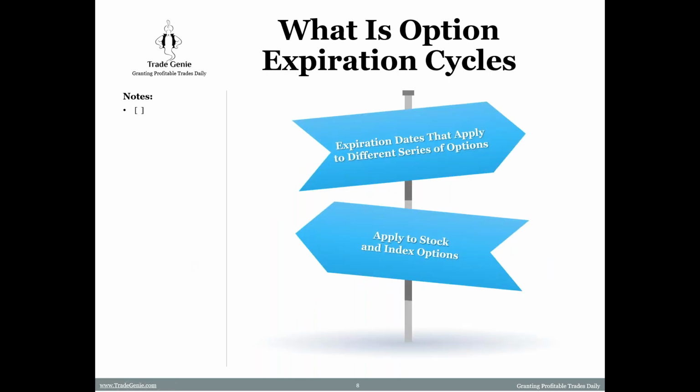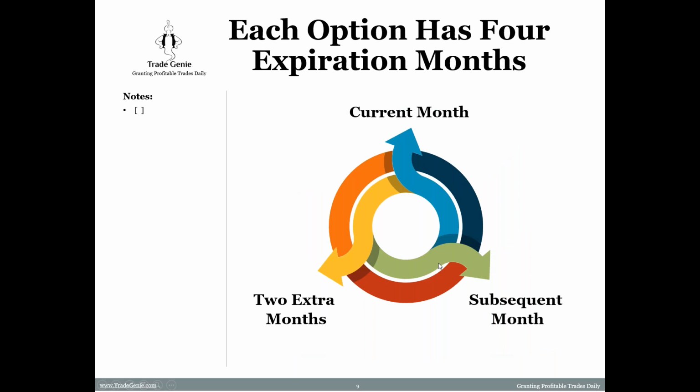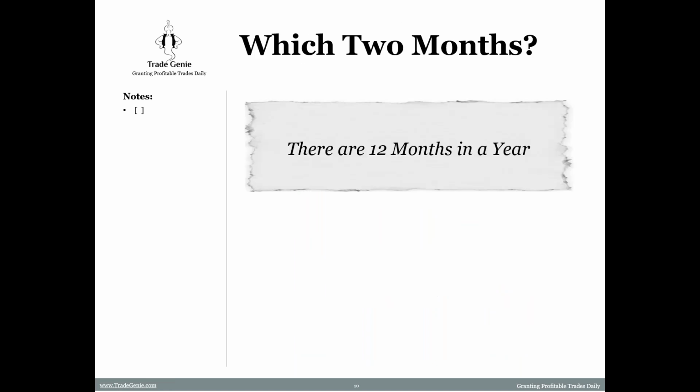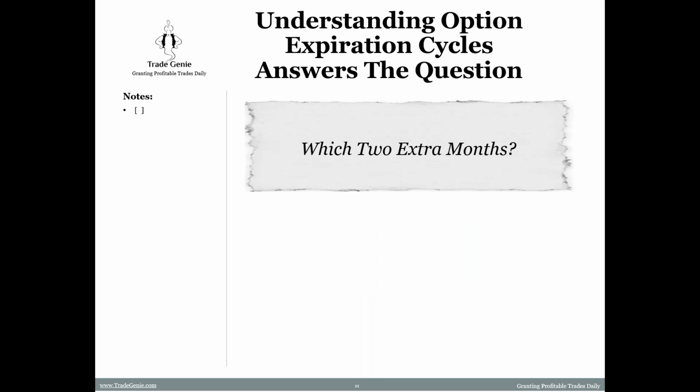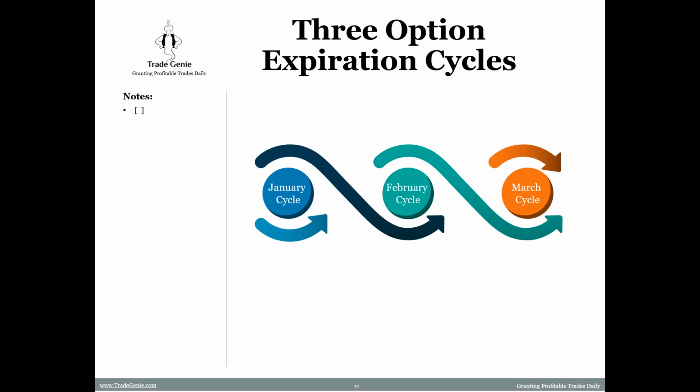Now, what is the option expiration cycle? We discuss expiration dates that apply to different series of options. It applies to stocks and index options. So the formula is, just remember the formula: current month plus subsequent month, and then 2 extra months. The 2 extra months are based on which option expiration cycle the stock is assigned. So there's a January cycle, February cycle, and March cycle.